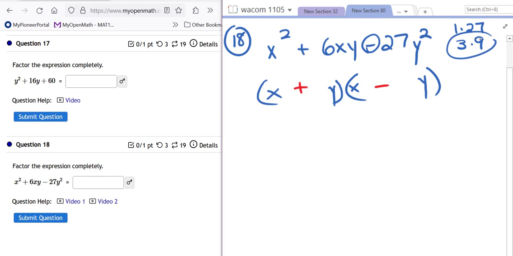It's going to be 3 and 9. And you have to be careful which goes where. You want plus 6xy, so you need that sign with the bigger 1. So I'm going to need the 9 to be over here with the plus.